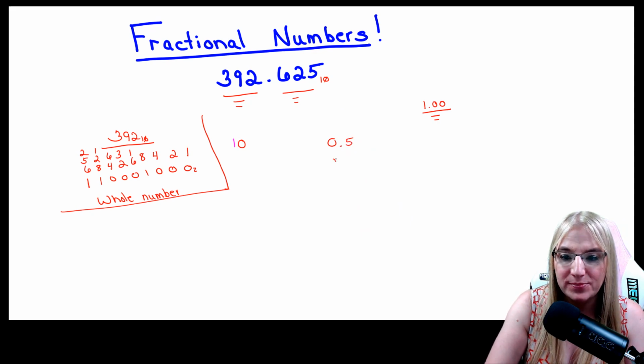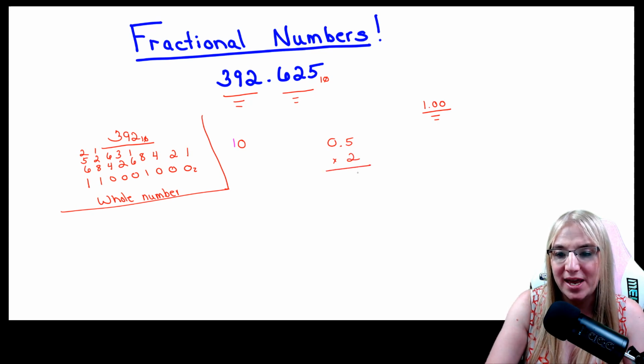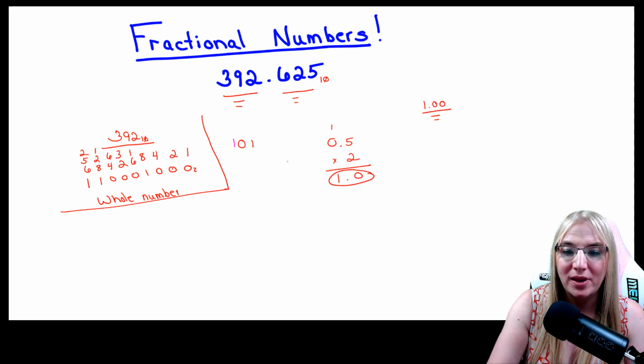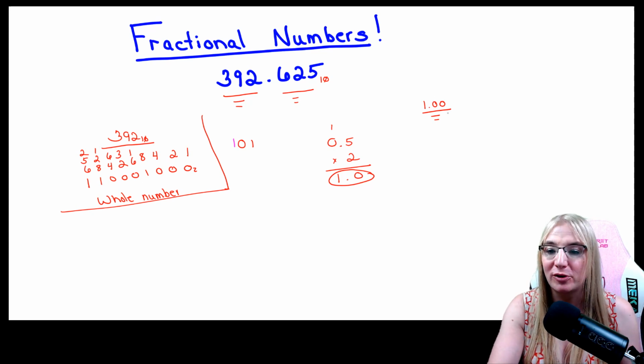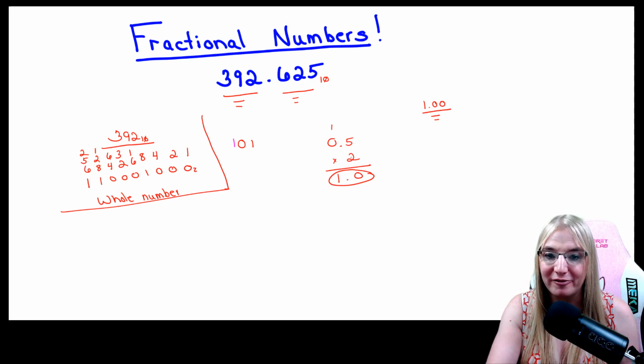Again, we're going to multiply this by 2, like this. 5 times 2 is 10. Carry the 1. 0 times 2 is 0, plus 1 is 1. And here we go. So now what that gives us is our last bit, which is a 1. And we stop here because we're at 1.0. So we've reached the end of the journey, essentially.